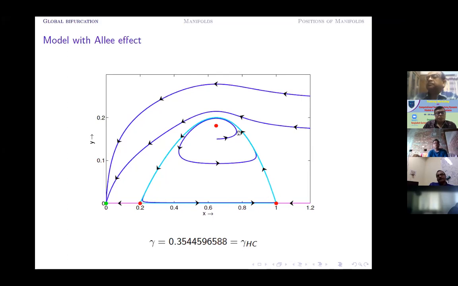One part of this cyan color curve starts from the point 2, 0 and converges to the point 1, 0, traveling along the x-axis. There is another branch which is emerging from 1, 0 and traveling through the interior of the first quadrant and ultimately converging to the point 2, 0. So these two curves in combination constitute the heteroclinic orbit.